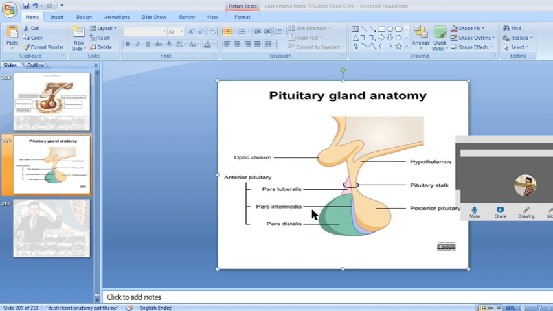Now see, this is the posterior pituitary and it has parts. What are the parts? Yes, the median eminence, the pituitary stalk, and the pars posterior. You will see this terminology in your books also. So yes, this is the pituitary gland. For the development of the pituitary gland, what you have to remember is that it has two parts: the anterior lobe, adenohypophysis, and the posterior lobe, neurohypophysis. Now we are going to see the development.